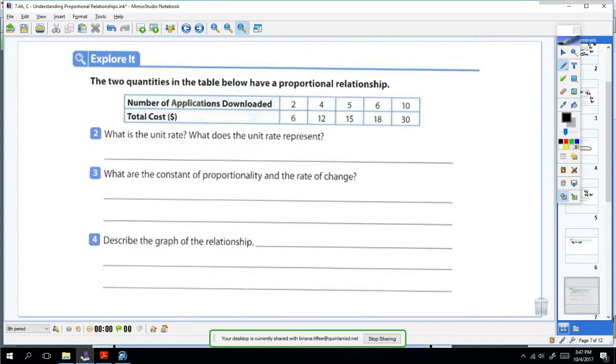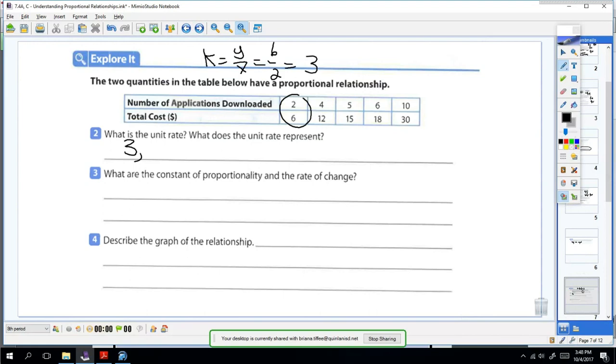The two quantities in the table below have a proportional relationship. The first thing we need to do is find the unit rate, which is also the constant of proportionality. The constant of proportionality is k equals y over x. I want to go to my first numbers. My y is 6 and my x is 2. So you get 6 over 2, which equals 3. That means my constant of proportionality, my rate of change, and my unit rate are 3, because since it's a proportional relationship, they all equal the same number. So my unit rate is 3.